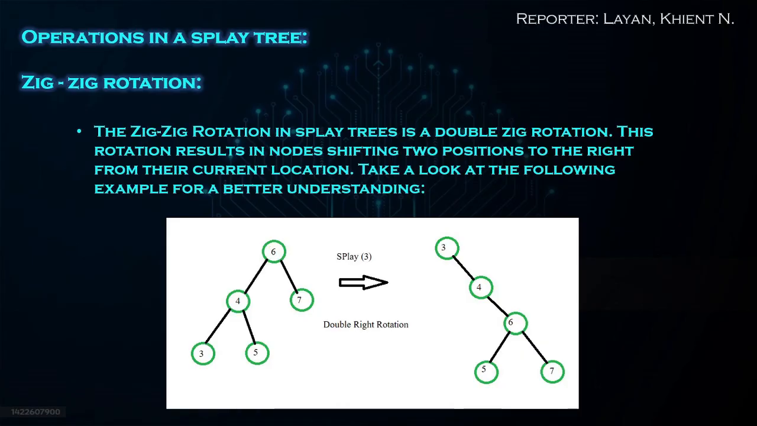In this rotation, we need to bring the leaf to the root. The location of the node 3 is 2 nodes from the root. We all know that the zig rotation is to move to the right from the current location. In zigzig rotation, we need to do a double right rotation in order for the leaf to move up to the root, and that's how the rotation of zigzig works.